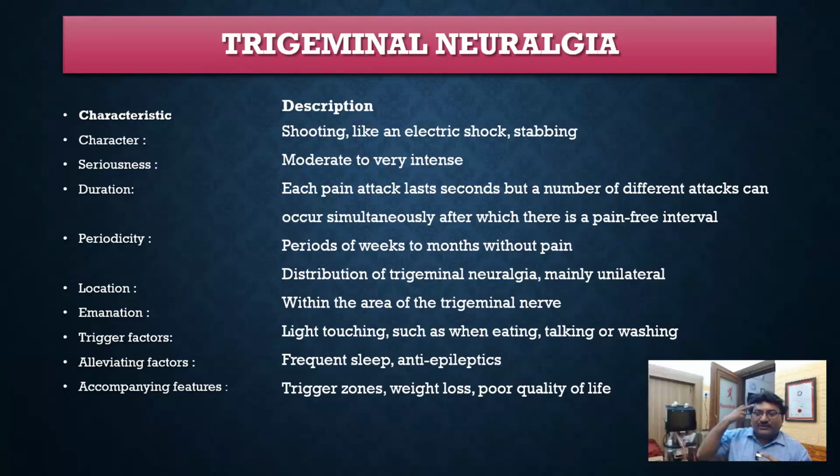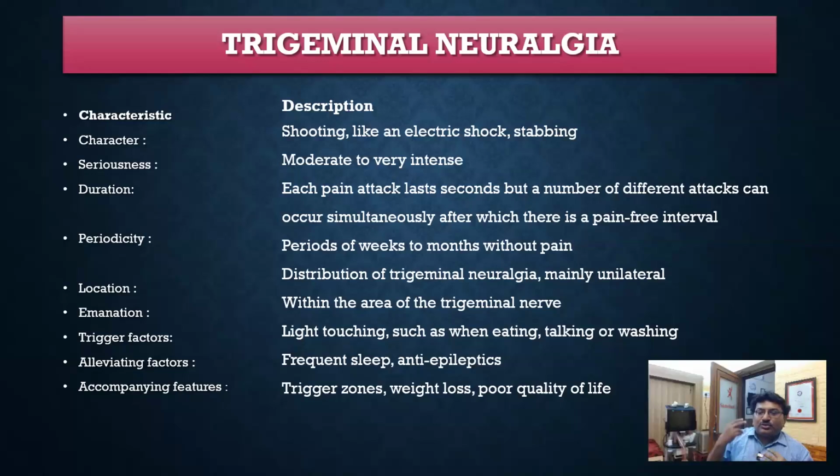We all know the trigeminal nerve has three divisions: this is the ophthalmic, this is the maxillary, this is the mandibular. So it should involve any one or two divisions of the trigeminal nerve. In our further classes, we will be learning about trigeminal neuralgia in depth, and this is a condition that is mostly, exclusively treated by pain physicians. So you have to know all about trigeminal neuralgia.